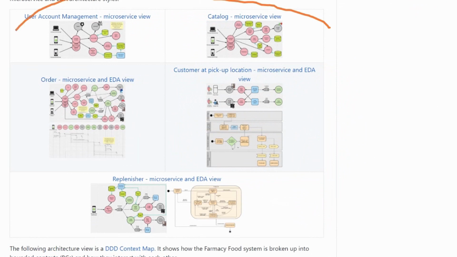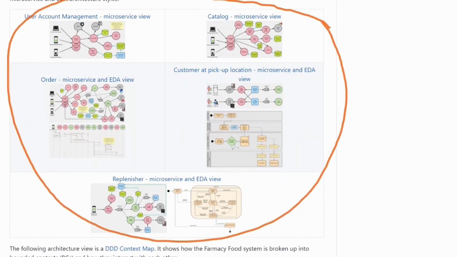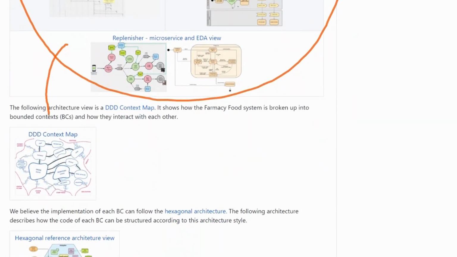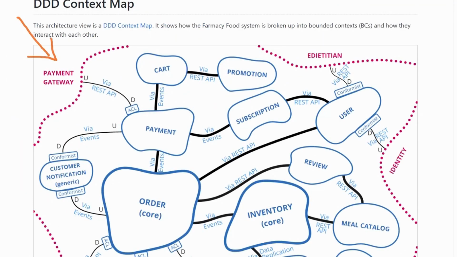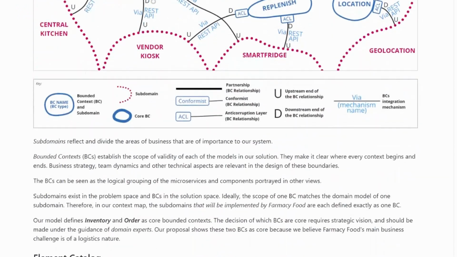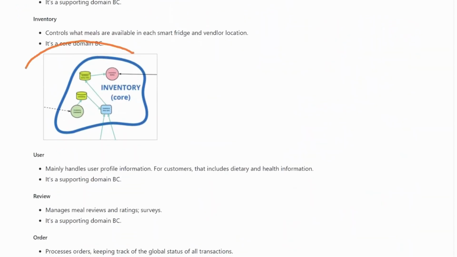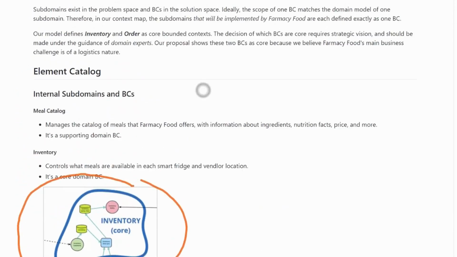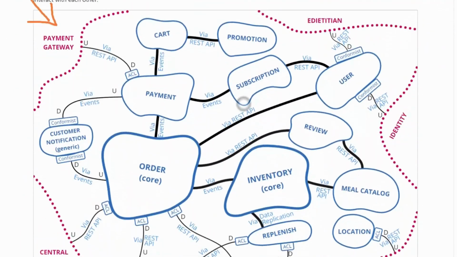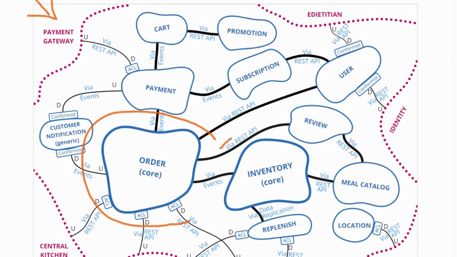Microservices are part of the solution space of our proposed architecture. To better understand the problem space, we identify the subdomains we see in the pharmacy food business. Next, we classify the microservices and other components according to their subdomains and group them in DDD bounded contexts. This DDD context map shows the BCs we envisioned and their relationships.